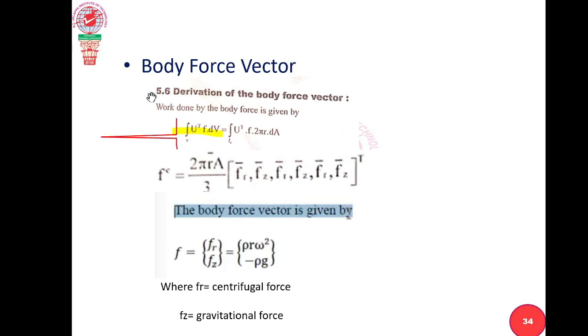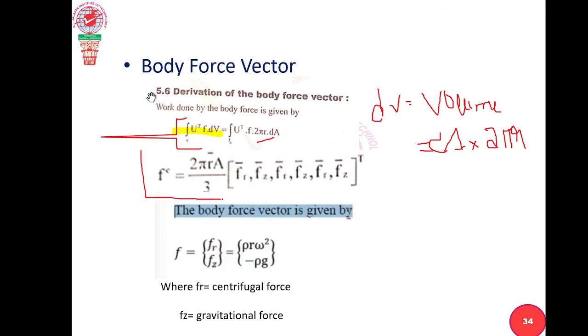So you know work potential. What is the work potential due to body force? That is U of t is into F into dV. What is dV? Volume. What is the volume of the axisymmetric body? Area into length. For circumferential, you have to consider 2 pi r. That is 2 pi r into dA. Based on this, if you derive, finally the body force equation is this much.